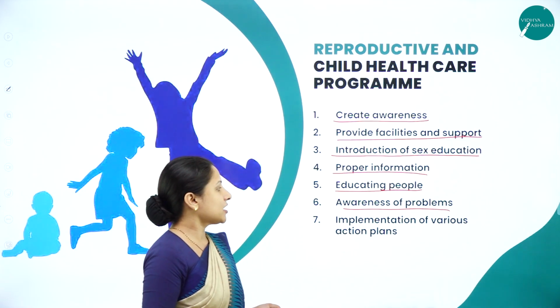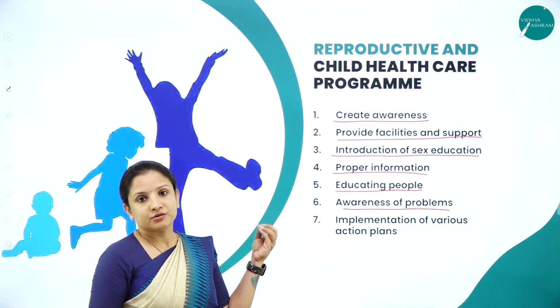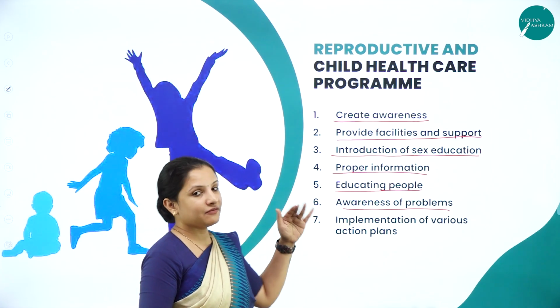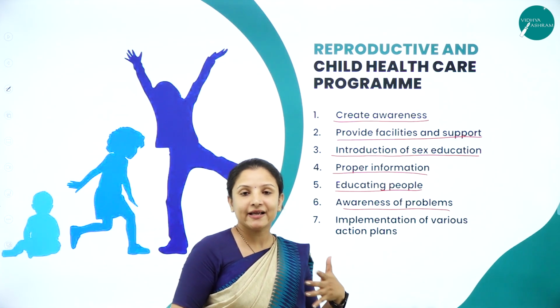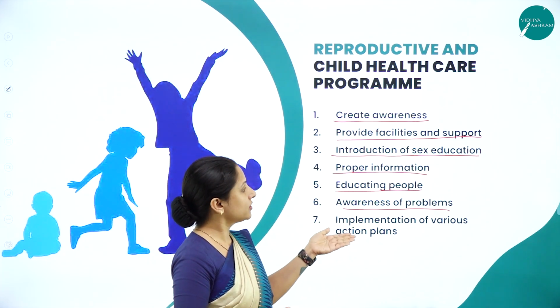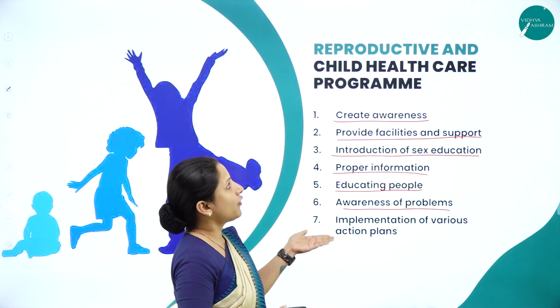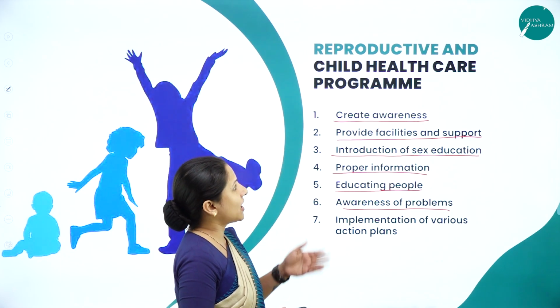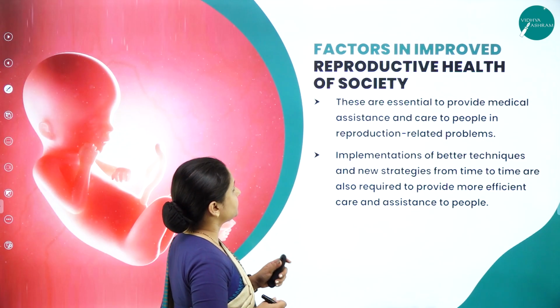Next is implementation of various action plans. So under this program itself, various plans and ideas were framed which were implemented. So these were all the steps that were followed by the reproductive and child health care programs.